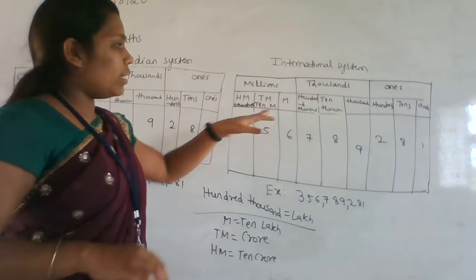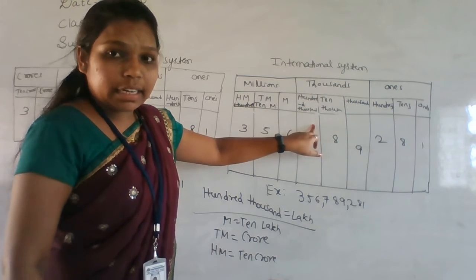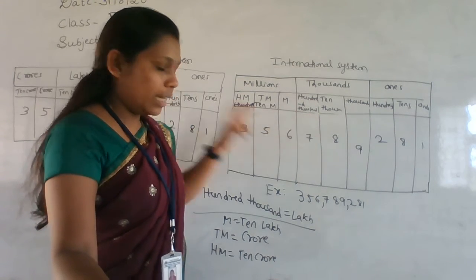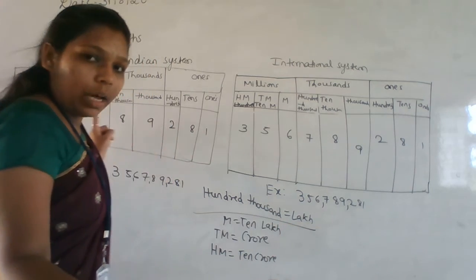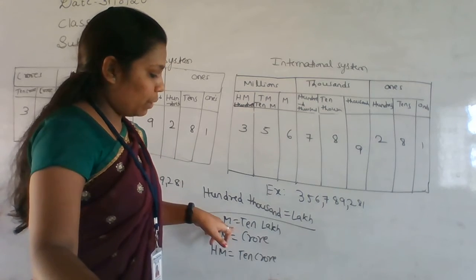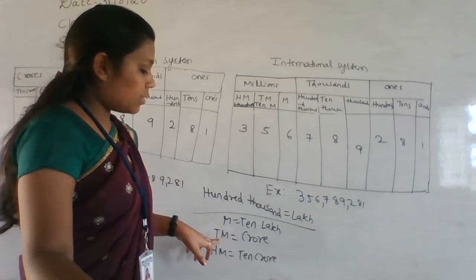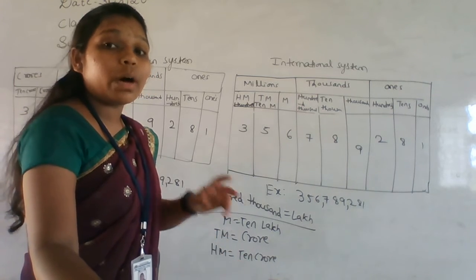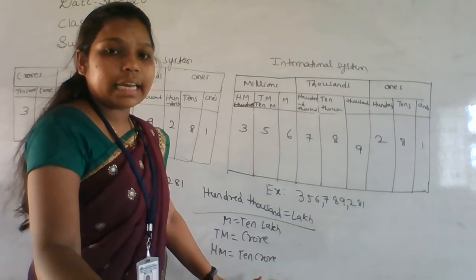Okay. So I told you, 100,000 is there in the international system of enumeration. 100,000 is nothing but what in the Indian system? That is a lakh. 100,000 is nothing but 1 lakh. Next, million. What is the value of a million here? A million is nothing but 10 lakh. Next, 10 million is equal to what? 10 million is equal to a crore. Next, 100 million is equal to what? 10 crore.